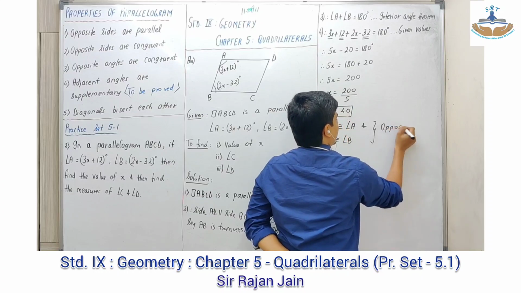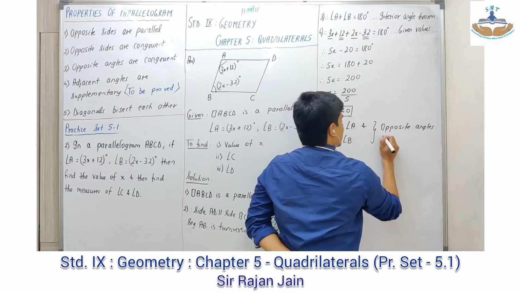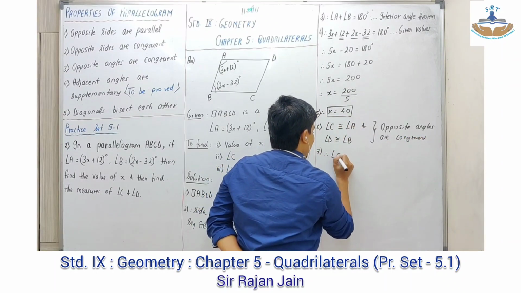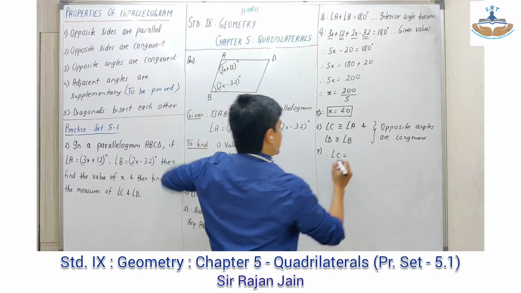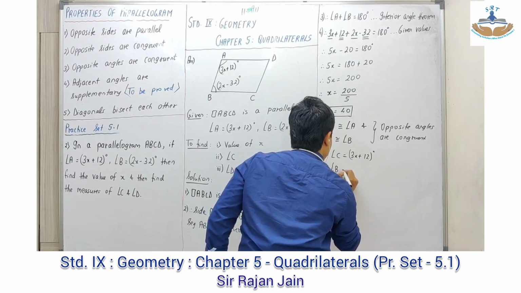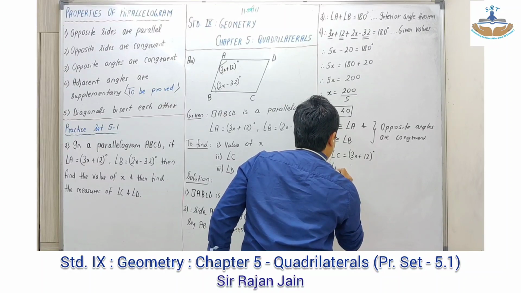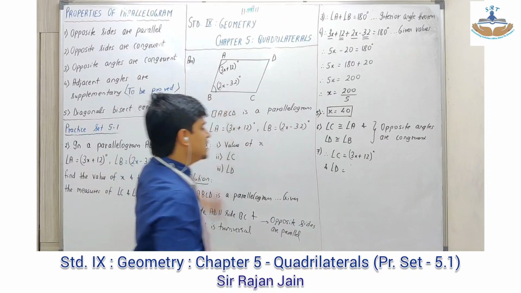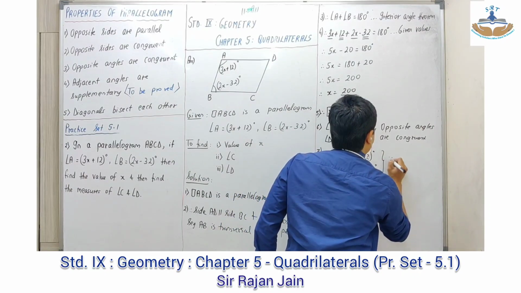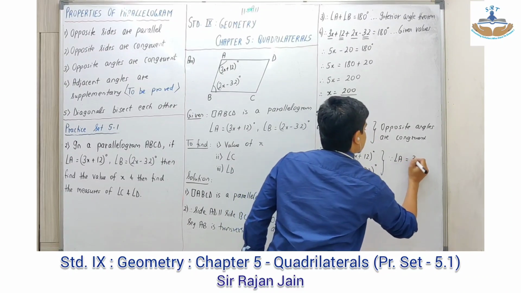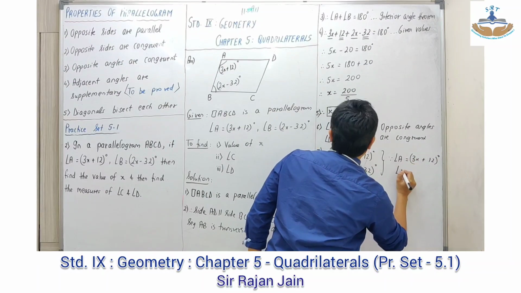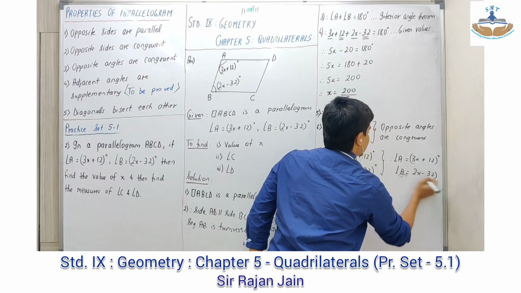Reason में you can write opposite angles are congruent. Okay, then you can say therefore angle C will be A के जगह पे I can write 3x plus 12 and angle D is congruent to angle B. B के जगह पे I can write 2x minus 32. Clear? Reason में you will write since angle A is 3x plus 12 degree and angle B is 2x minus 32 degree.